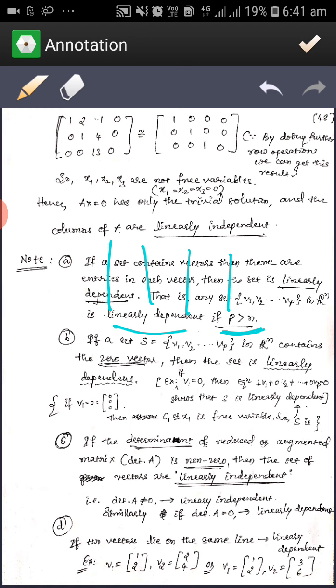All these points we will see in the problems also, and you will come to know how exactly this relation lets us call a set linearly independent or dependent. Here n is the number of variables, and if p is greater than n, then we call it linearly dependent.